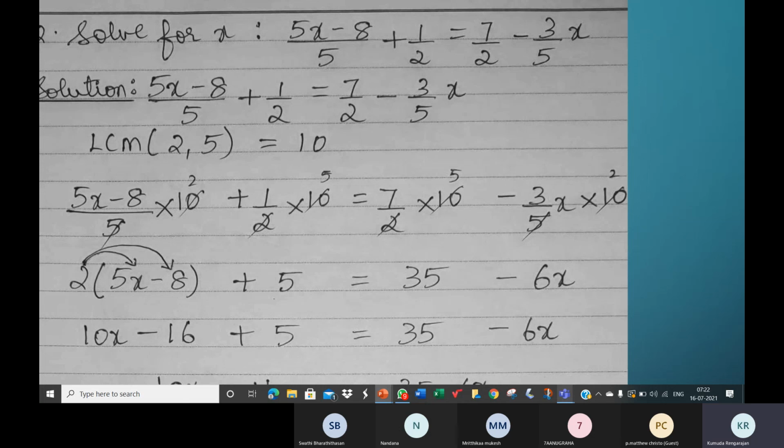2x plus 3x plus 4x. Ma'am, it's like 9x. So that x will come only once. 2 plus 3, 5. 5 plus 4, 9. 9x.